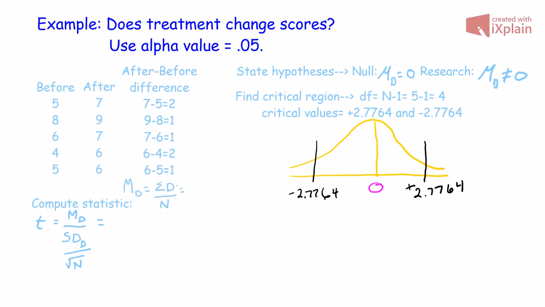First, let's find the mean difference. We can find this in a couple different ways, but an easy way is to sum up the difference scores. So if we were to add up 2, 1, 1, 2, and 1, sum those up, and then divide by n, which was 5, we would find 7 divided by 5, which gives us a mean difference of 1.4.